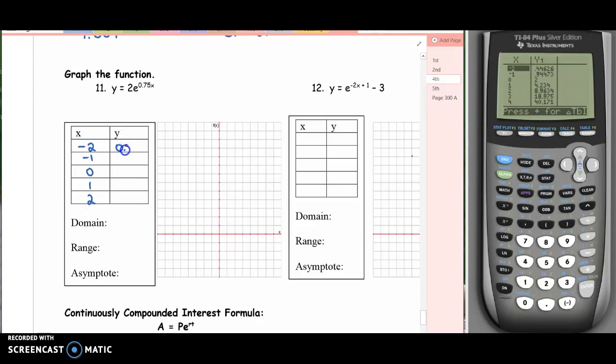So -2, we have 0.4. -1, we have 0.9. 0, 2. 1, 4.2, and 2, 8.96. Round it however you want to round it. I mean, when we're graphing, whether you round it to the 10th or the 100th, is it really going to help your graph be any more accurate? No. So -2, 0.4, it's like there-ish and there-ish.